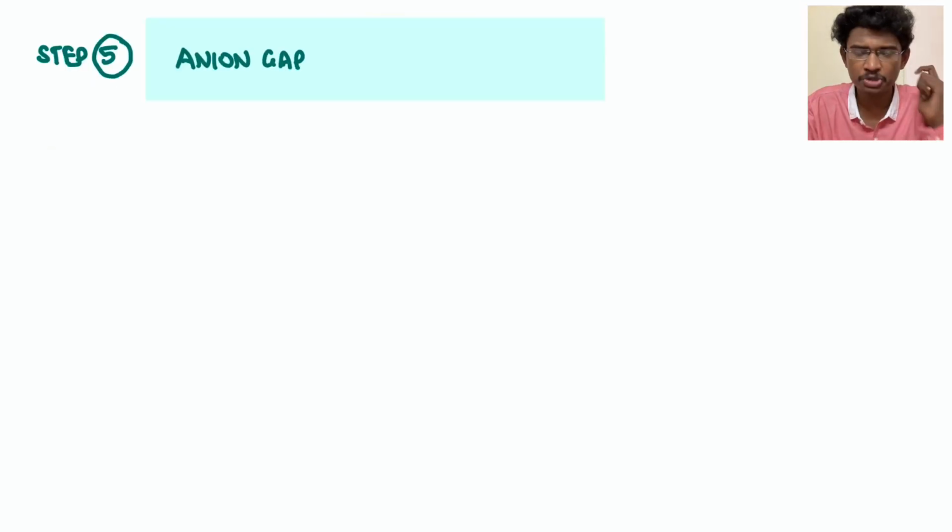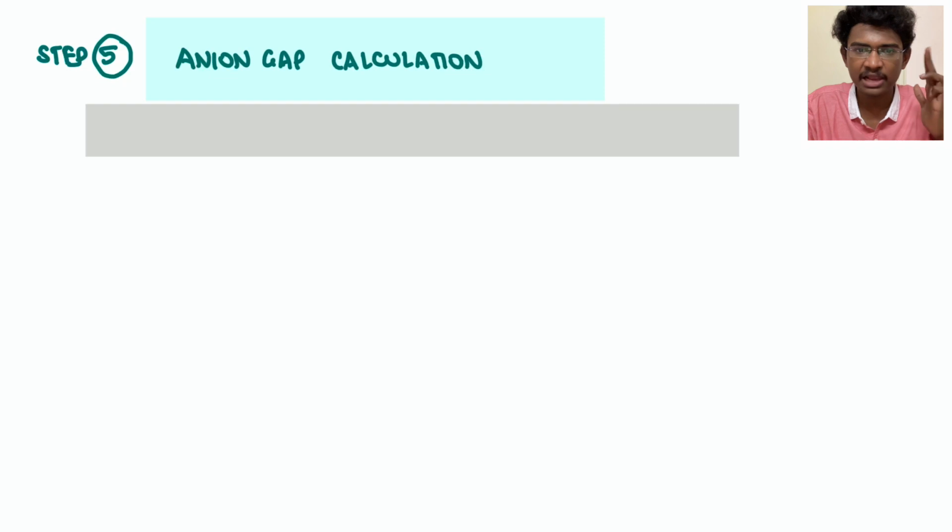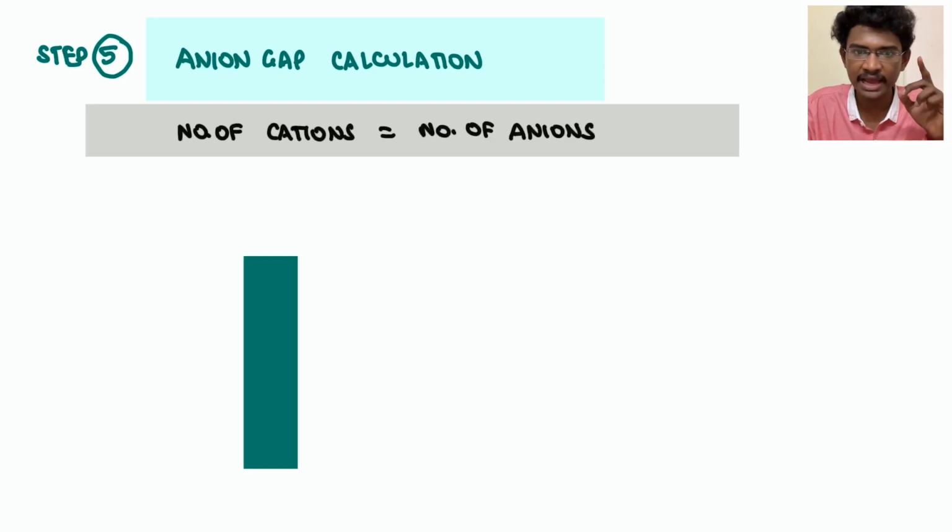Next is the most important step, anion gap calculation. Never say an ABG is normal without calculating this anion gap. Because what is this anion gap? In our body, the number of cations is always equal to the number of anions. Then where is that gap?